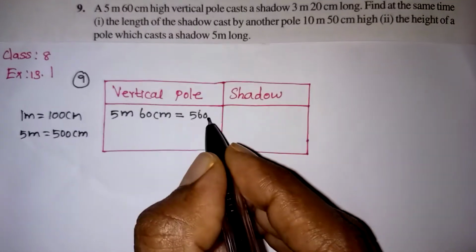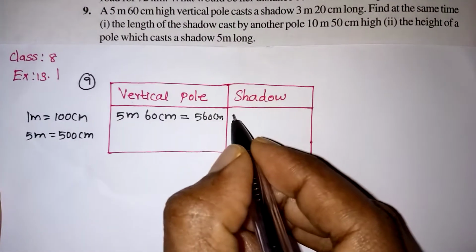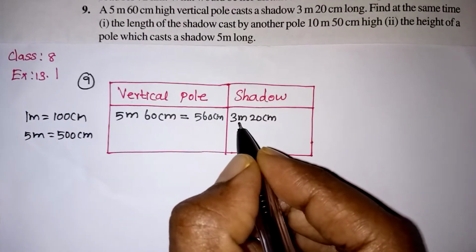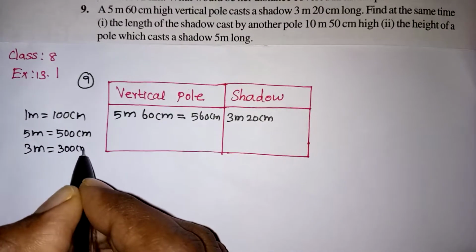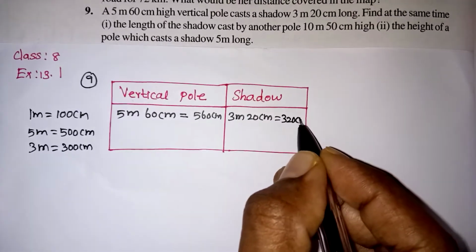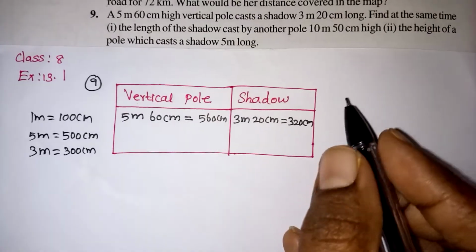560 centimeters. Now it casts the shadow 3 meter 20 centimeter. 3 meter and 20 centimeter is your question. 3 meter means definitely that is 300 centimeter. So 300 plus 20 will be 320 centimeter. So we need to calculate in the same unit. That's why we have calculated in centimeter.